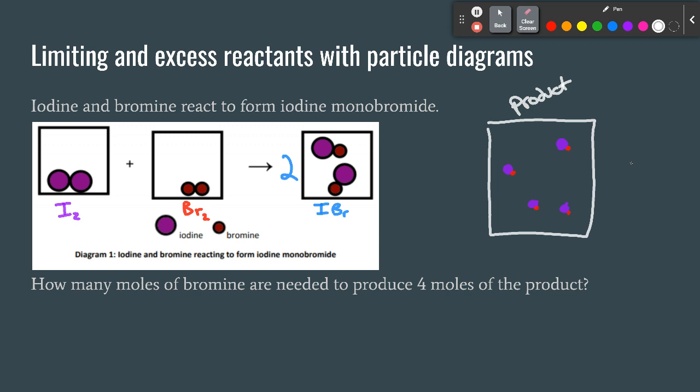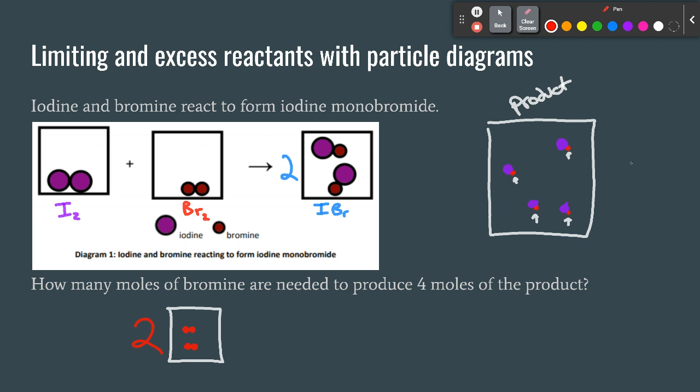Well, if we draw a little square for our Br2s and we count our red circles in our products, we have red circle, red circle, red circle, red circle. So we need 4 total red circles in our Br2s. We start with 2 red circles in our Br2s, which means we need 1 more set of red circles to make 4. So it's asking how many moles of bromine are needed. We have 2 moles of bromine here. We're just multiplying. It's like a ratio.